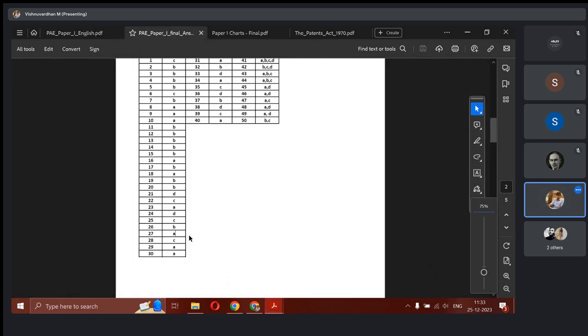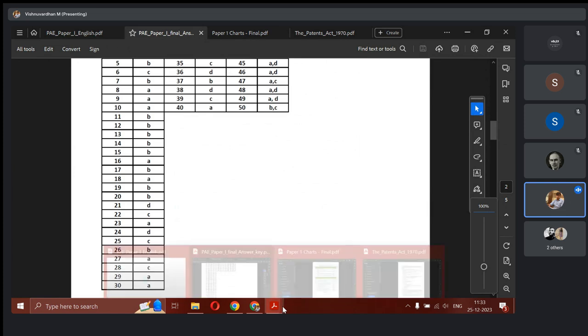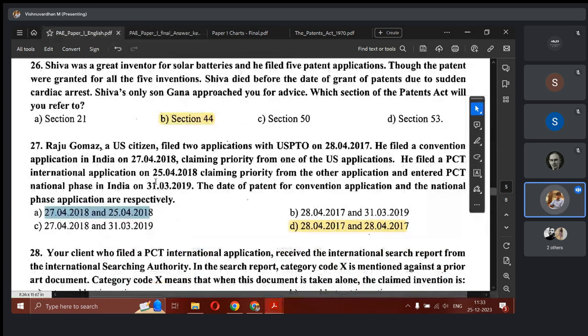The answer is wrong. 27 cannot be A. I'll just tell you why. I cannot prove that this is right, but I can tell you for a fact A is wrong because what does the question itself say? He filed the convention application in India on 27/4/2018, claiming priority from one of the US applications. That means that he has already claimed the priority date of 28/4/2017, which means that this is not the priority date. It is this only. So immediately this option became wrong by default. So A cannot be the right answer. Okay. So the answer is D.